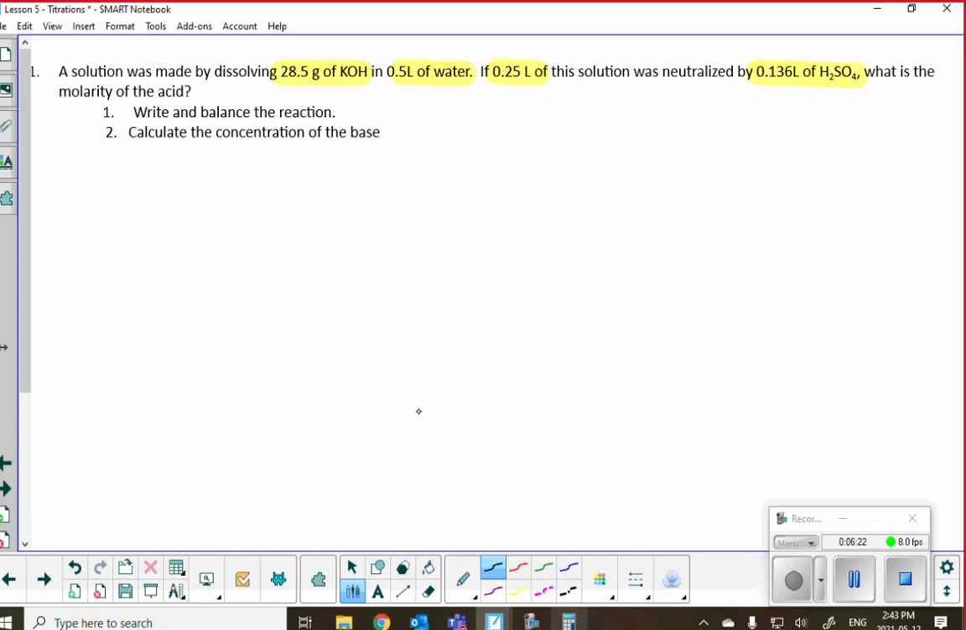So what's going to be the molarity of my acid? Our first step is always to write and balance the reaction. And we're having a reaction here between potassium hydroxide, KOH, and sulfuric acid, H2SO4.